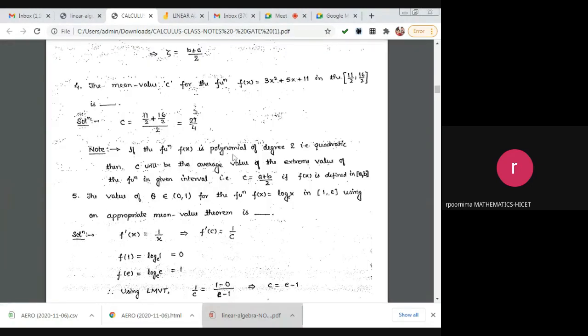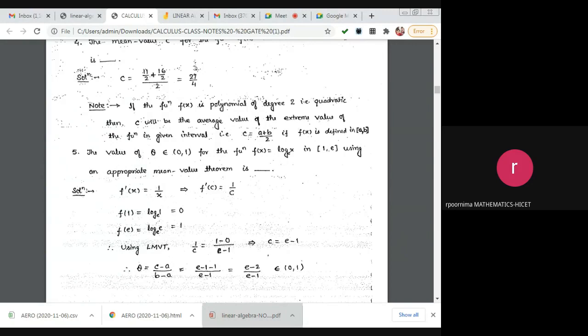If the function f of x is a polynomial of degree 2, that is a quadratic, then c will be the average value. Okay, so you just remember, if the given function is a polynomial of degree 2, that is a quadratic, then c will be the average value of the extreme values of the interval, that is c is a plus b by 2. So if f of x is defined in a particular closed interval a comma b.